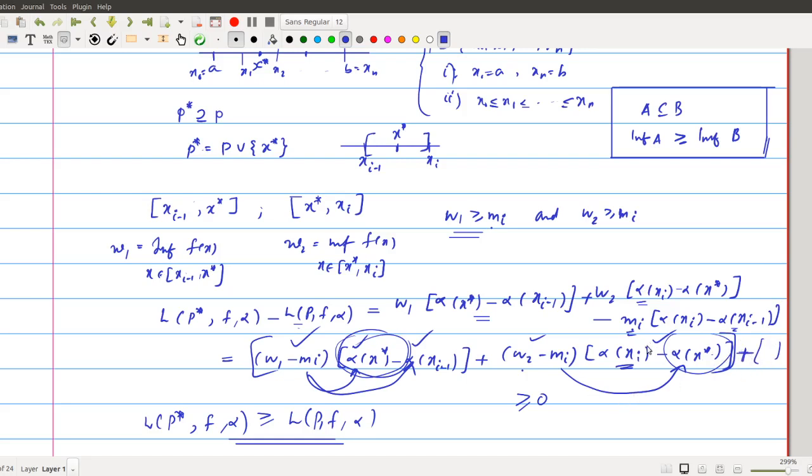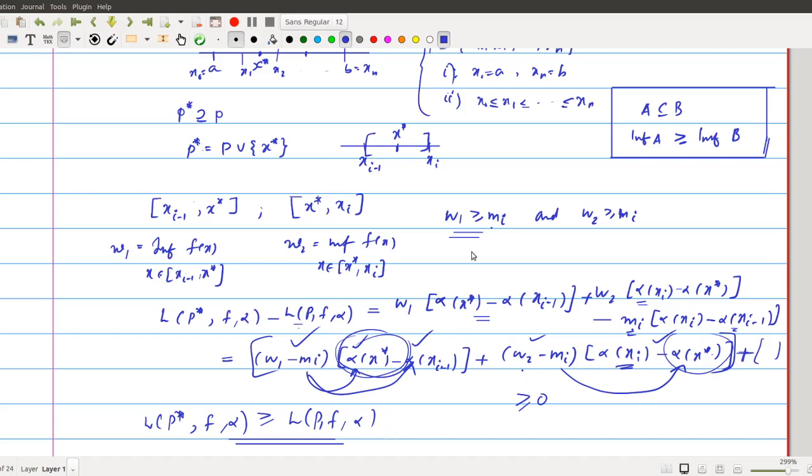So whenever you insert n points into this partition, you get this many terms, n times. All those terms will be non-negative, so the sum is also non-negative. So you can easily prove this result for any refinement. A refinement is obtained by inserting any number of points into this P, and you get the same result.